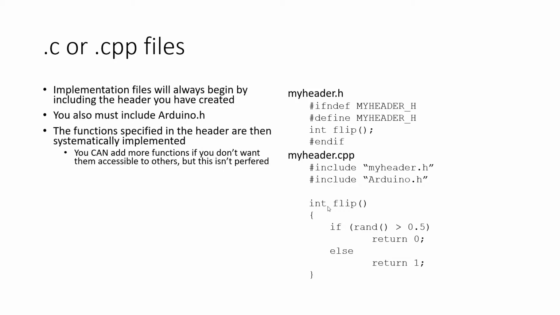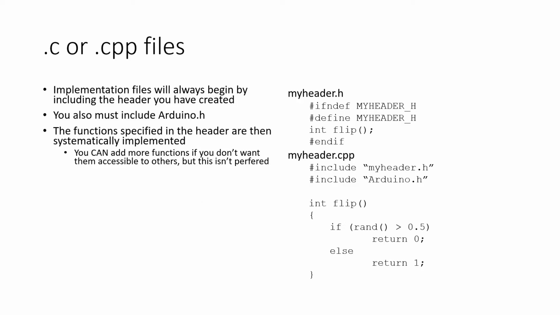Basically, you then can systematically implement your code. So in this case, our coin flip takes a random number between 0 and 1, and if it's greater than 0.5, it's going to give you 0, otherwise it's going to give you 1. Now, it's important to note here that there's going to be an ever so slight bias towards 0 because of the values that we've chosen.